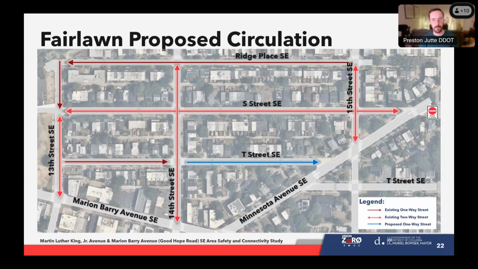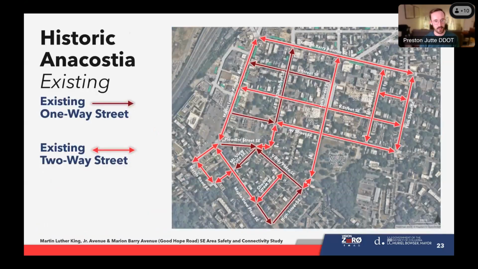And then on the next slide, you'll see the two alternatives that we discussed with folks to get their feedback. So this is existing. Lighter red indicates existing two-way street, so you can go in both directions on that street. And then the darker red is where you're restricted to one single direction.